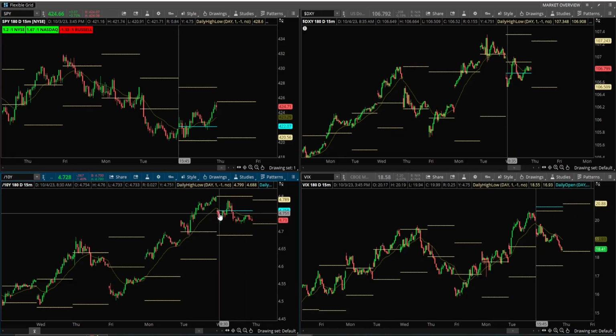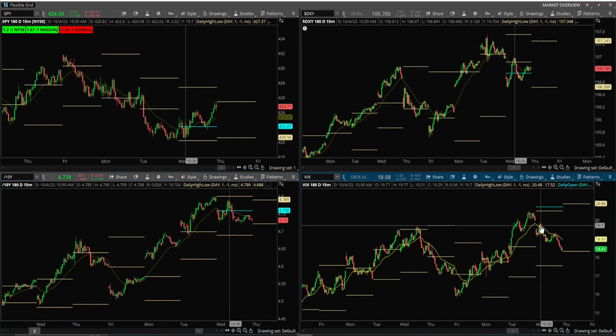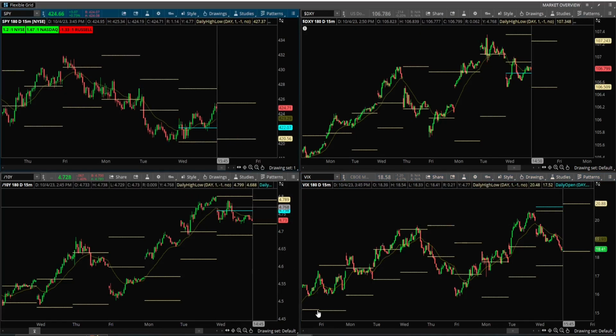As you can see here, getting a push up on the 10-year yield and filling that gap from yesterday, filling the gap here on the dollar as well, and not quite filling the gap on the VIX, but as you can see, getting a nice push up into that midline. So yeah, today was definitely a nice day for call options.